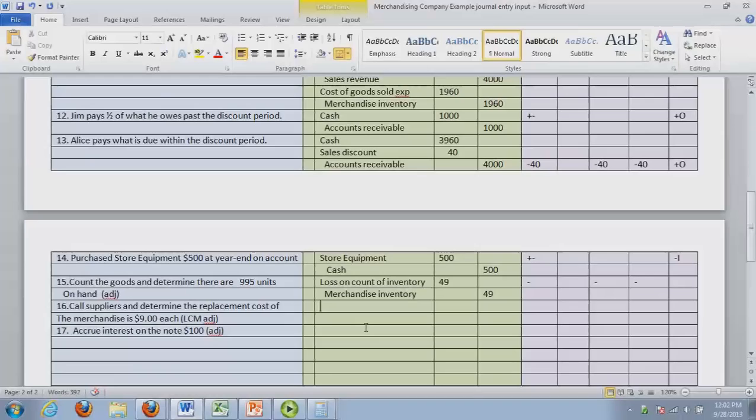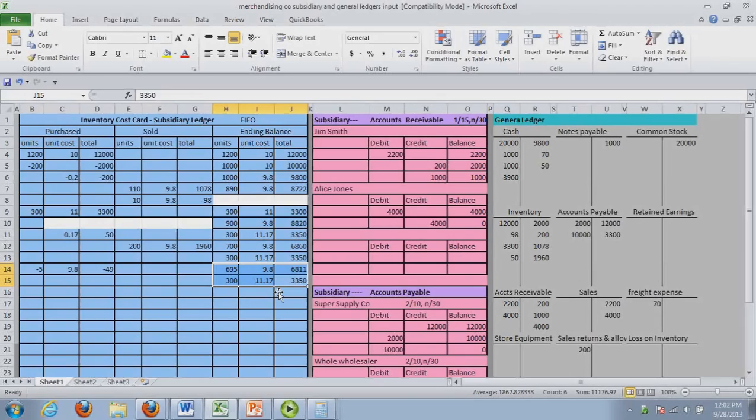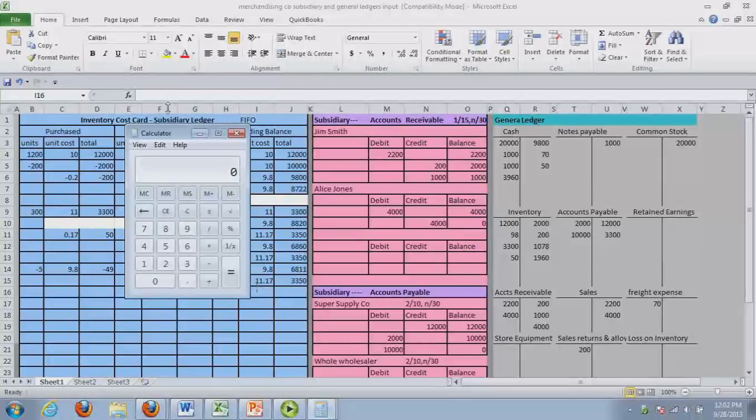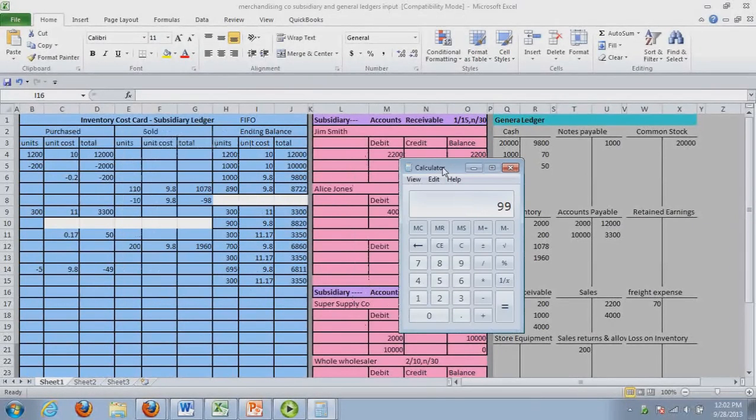You know, occasionally things do change. Well, here we call the merchandise the wholesaler, vendor, and we find out it's gone down to $9 per unit. If you go back and look at your records, you paid $9.80 and $11.17. Obviously, I picked a big drop because I wanted to kind of show that. So, whoa. What should we record the inventory for? Well, we've got 995 units times $9 a piece, right? So the supplier told us 9.